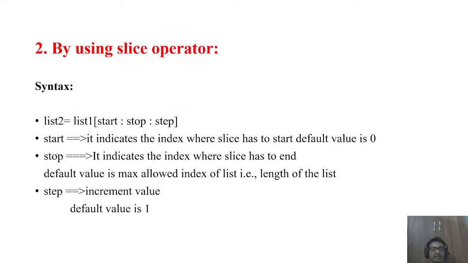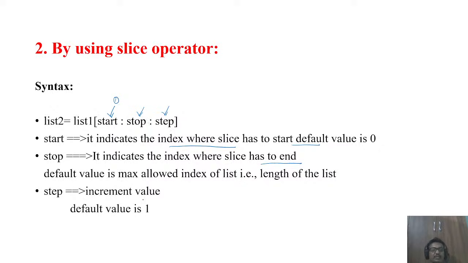Then using the slice operator, the syntax is like this: list1 of start, stop and step. The start indicates the index value where the slice has to start. The default value is 0. That means if you don't specify this, by default it starts from 0 onwards. Then stop indicates the index where the slice has to end. By default it is the end of the list. If you specify any number, then it stops at that number, at stop minus 1 place.